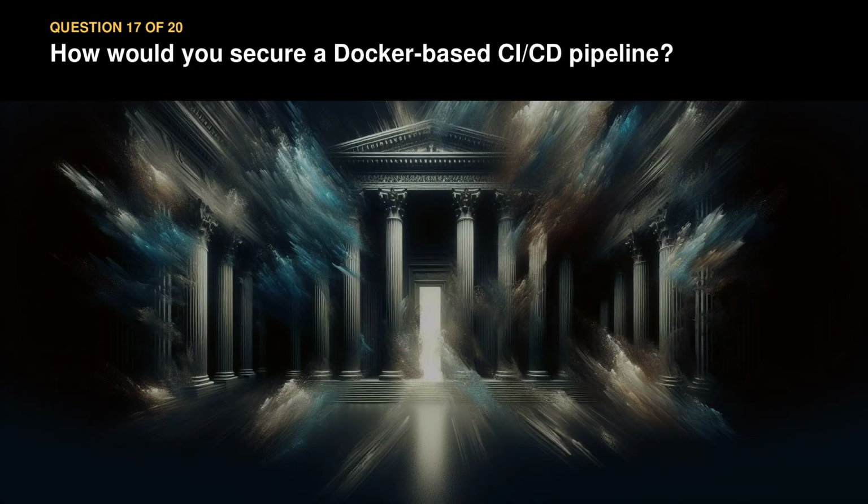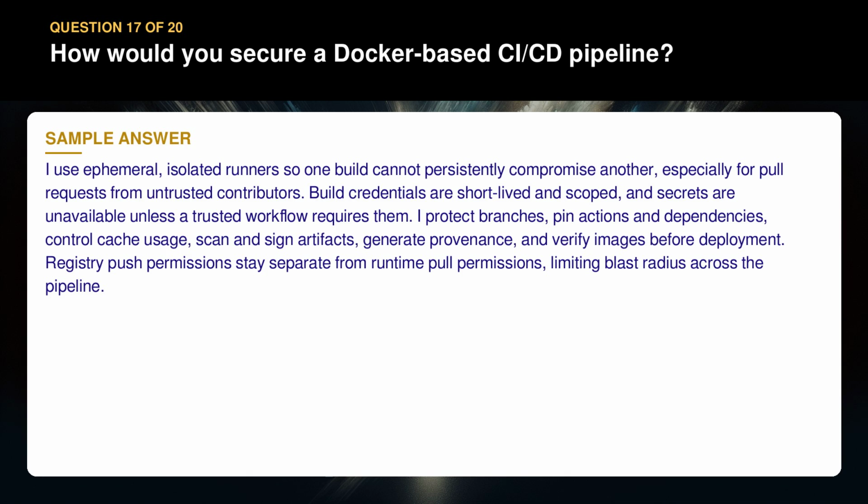Question 17. How would you secure a Docker-based CI/CD pipeline? I use ephemeral, isolated runners so one build cannot persistently compromise another, especially for pull requests from untrusted contributors. Build credentials are short-lived and scoped, and secrets are unavailable unless a trusted workflow requires them. I protect branches, pin actions and dependencies, control cache usage, scan and sign artifacts, generate provenance, and verify images before deployment. Registry push permissions stay separate from runtime pull permissions, limiting blast radius across the pipeline.